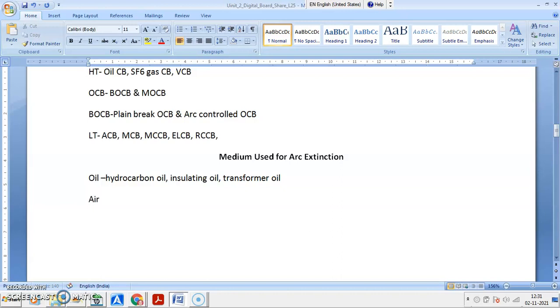Then air is the media used for arc quenching in air circuit breaker. It may be normal air, it may be forced air, it may be an air blast.